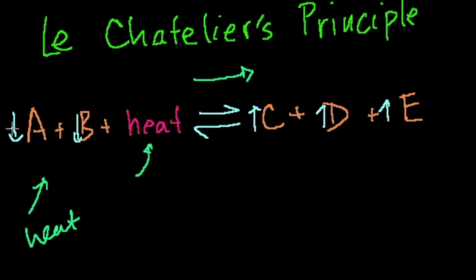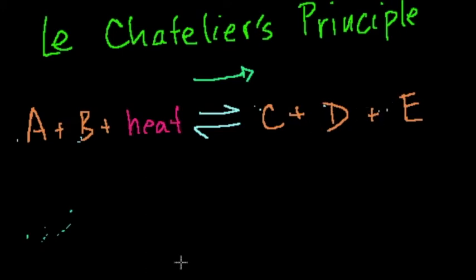Now, if you did the opposite, let me erase what I just did. Let's say instead of adding heat, you were to take away heat. Let me make sure my cursor is right. So if you took heat away from the reaction, what will be favored? Well, then you're going to be favoring it in the other direction because then there'll be less heat here.